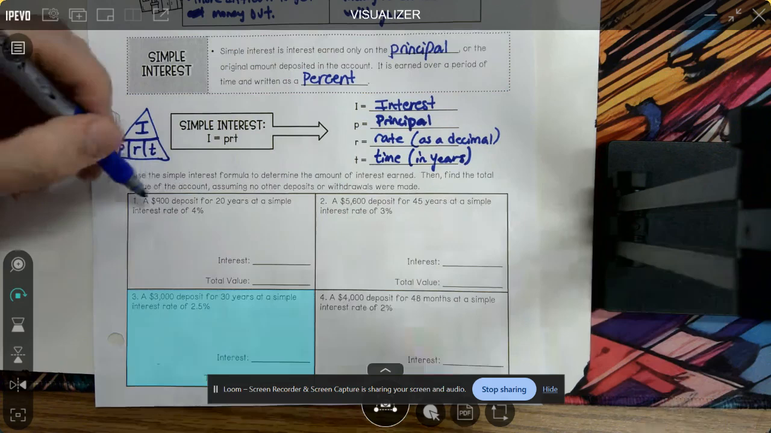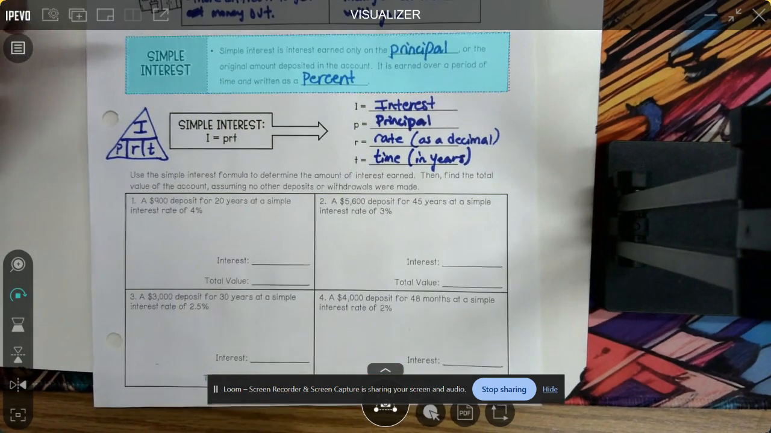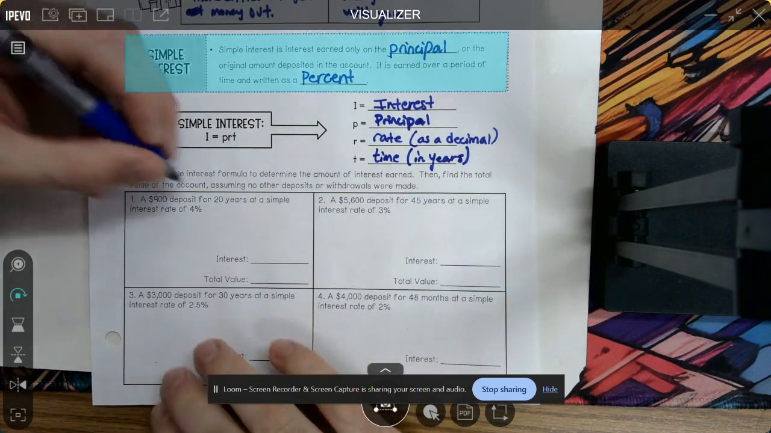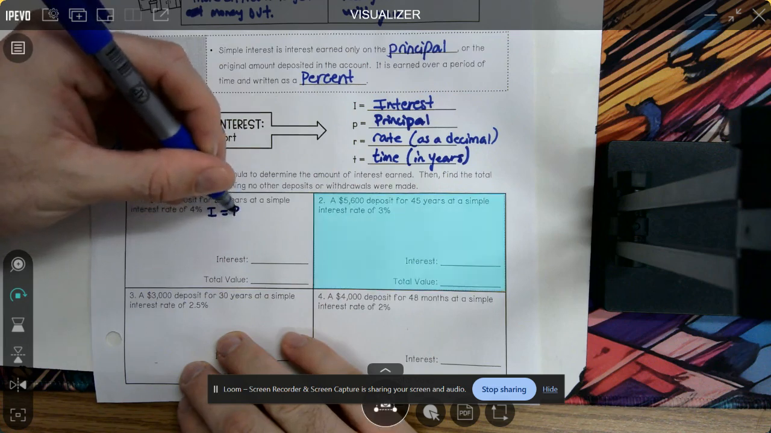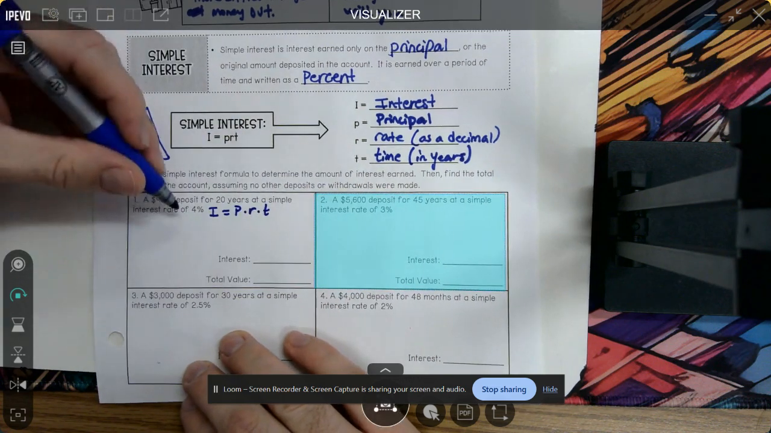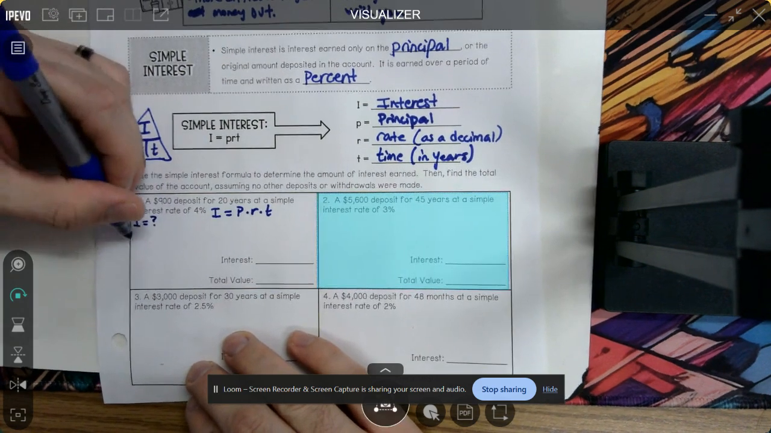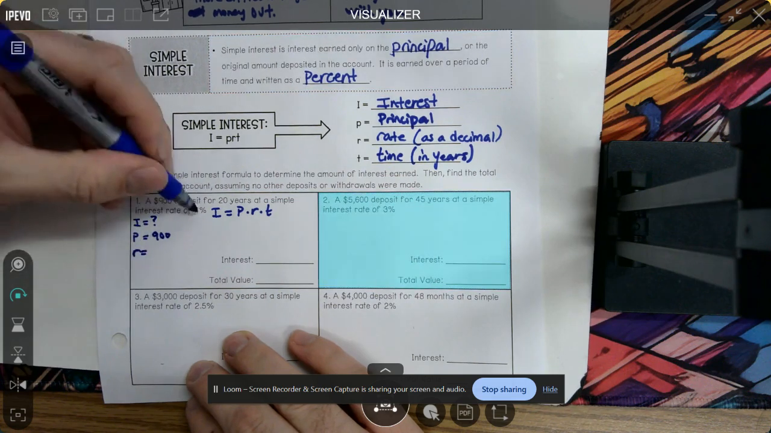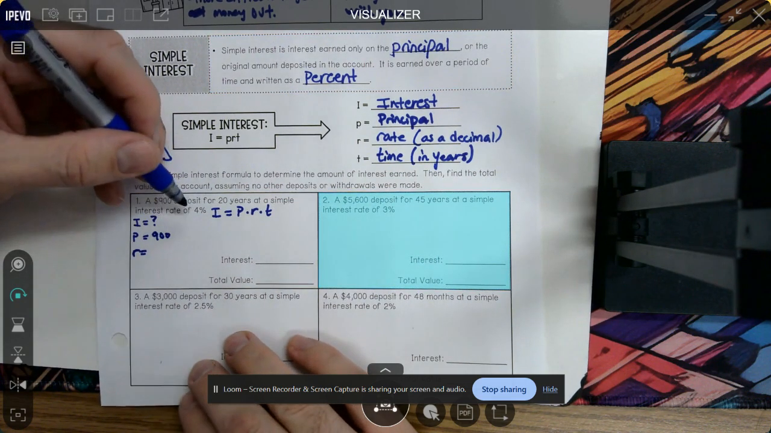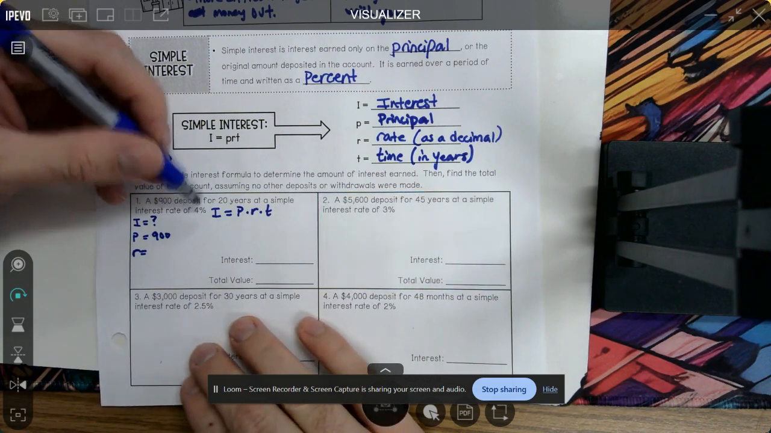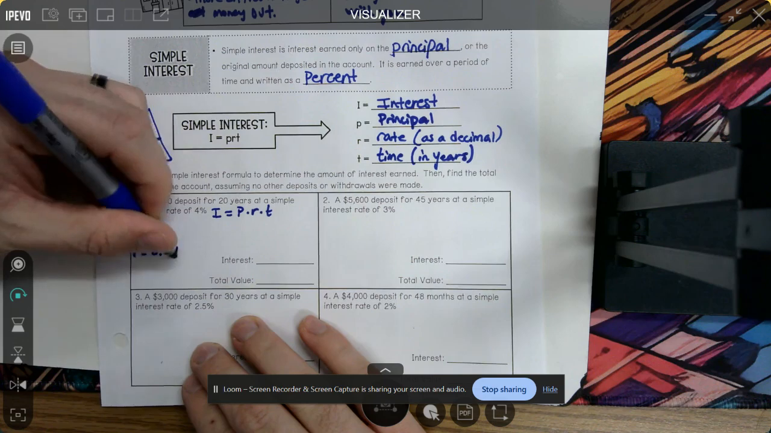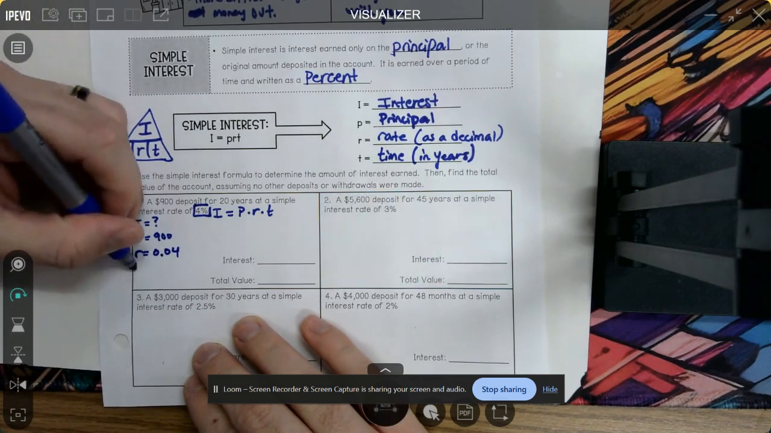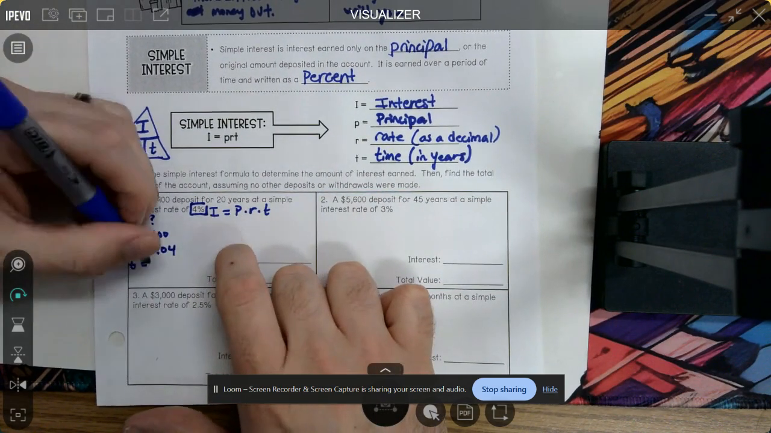All right, so number 1. A $900 deposit for 20 years at a simple interest rate of 4%. We need to find the interest earned and the total value after the interest is added. So I equals PRT. We don't know I. My principal amount is what I start with, $900. My interest rate as a decimal, 4% is my interest rate, so I have to divide that by 100. 4 divided by 100 is 0.04. We always need the percent to be a decimal in our formula. T in years, 20. So T equals 20.